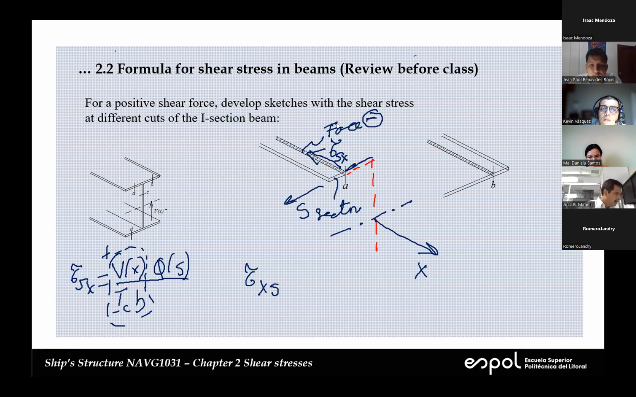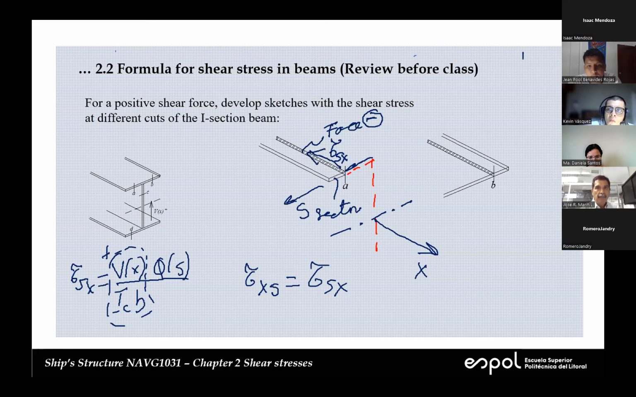To the left? Yes. Why do you say that? Because we can see the shear forces go upward and then open to each side. The reason is that this is equal to tau Sx. So if tau points in that direction, then you have to have Xs in the other direction.